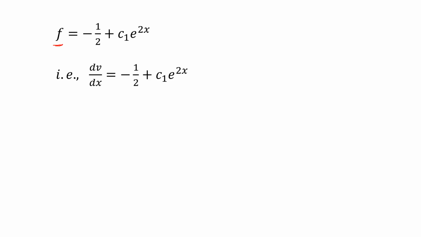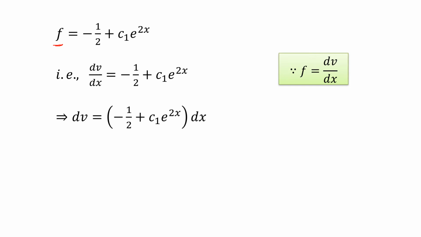Therefore what we get? We get f is equal to minus 1 by 2 plus c1 into e power 2x. So now we shall replace the value of f. The value of f is given by dv by dx. Therefore we get dv by dx is equal to minus 1 by 2 plus c1 into e power 2x. This implies dv is equal to minus 1 by 2 plus c1 into e power 2x into dx. Now we shall integrate.